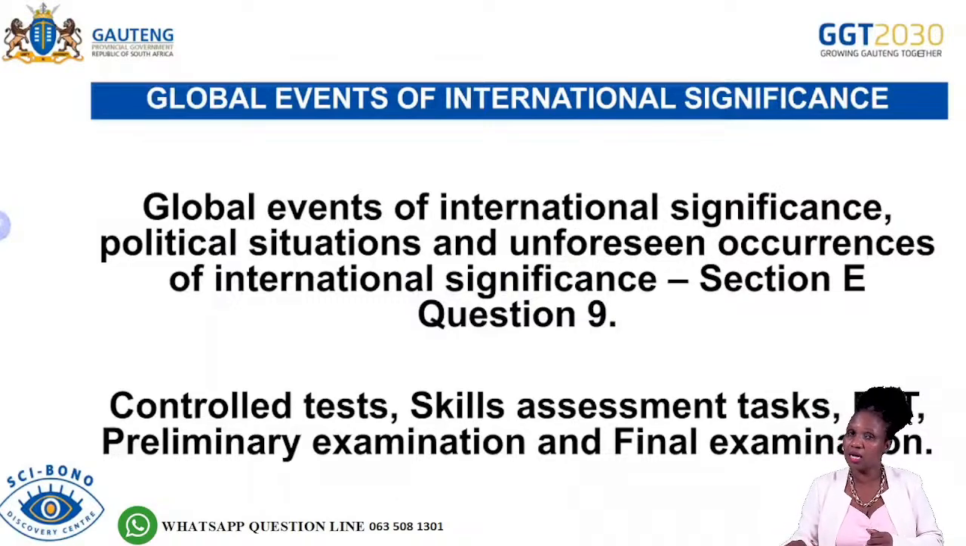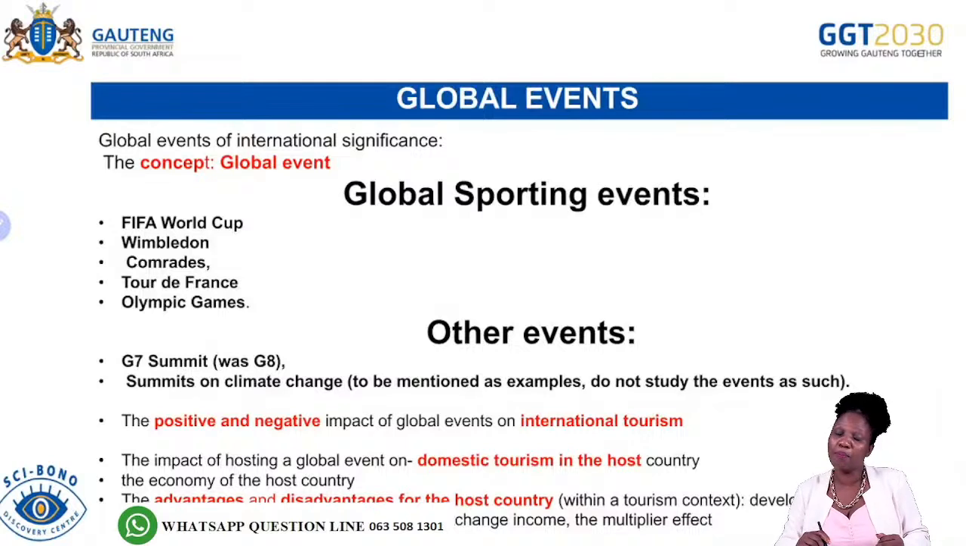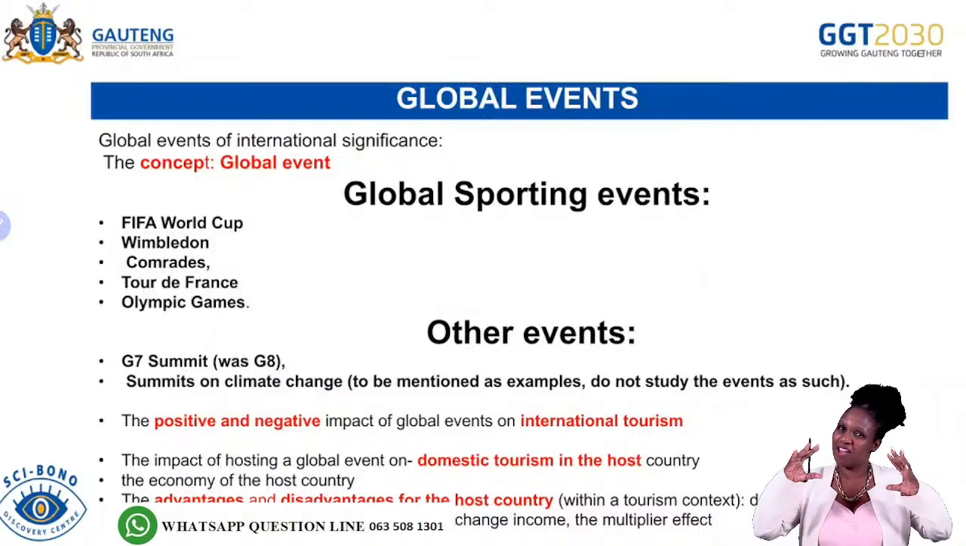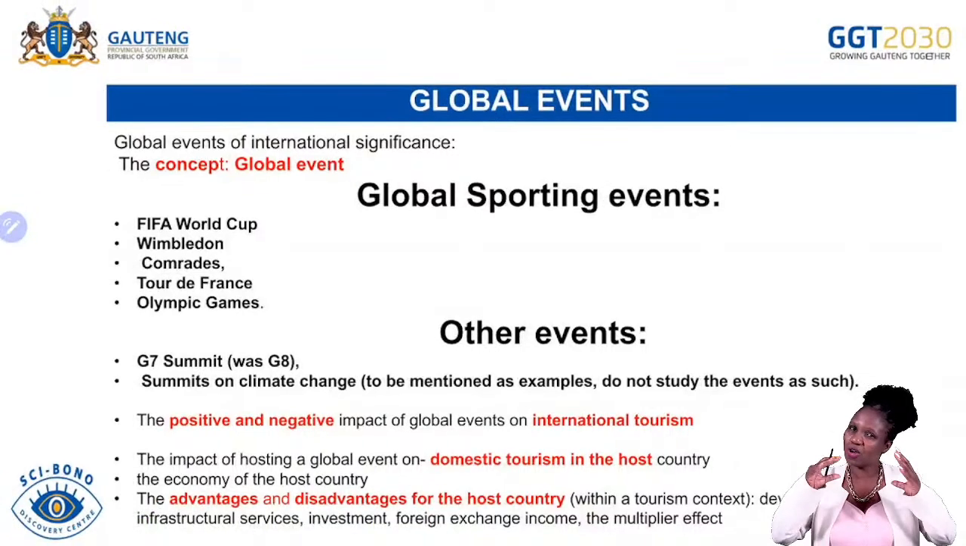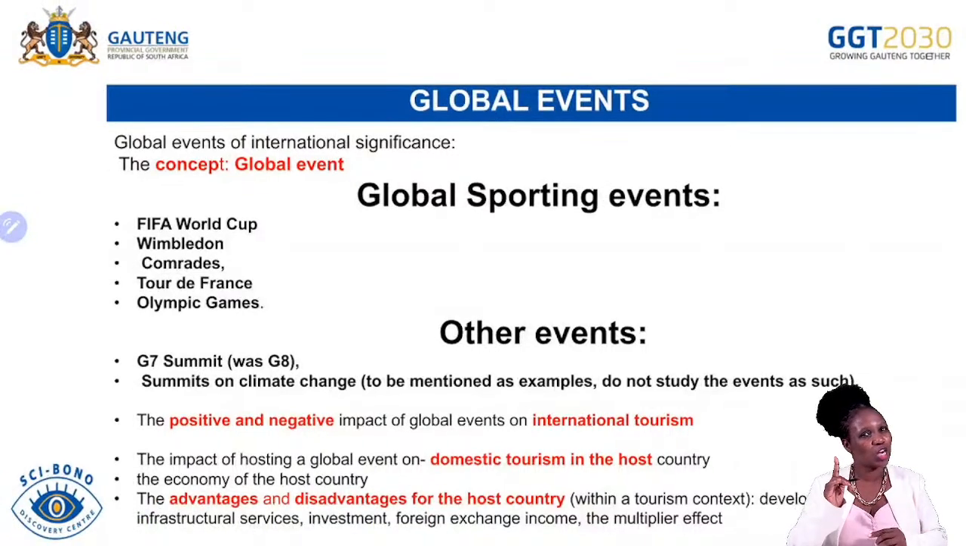Let's move on. Global events of international significance. We are looking at the concept global event. When we are talking about a global event, we are talking about the event that affects the whole globe, the whole world. The event that is attracting all the countries, that is attracting all the people to it. We call that a global event. The event that is being recognized by the whole world.